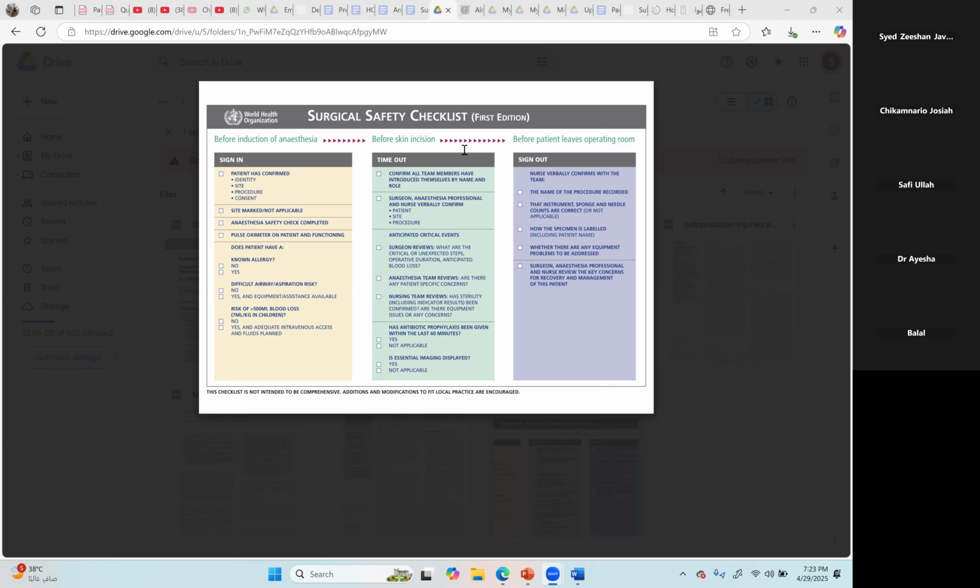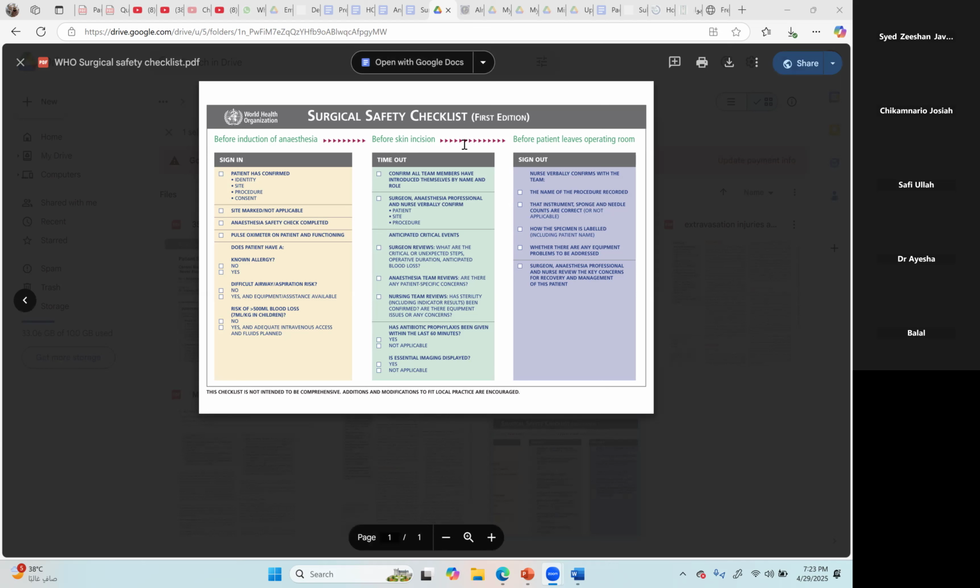Some things are done at sign in, and then at time out before the incision, they ask the surgeon whether everything required is there, like any imaging needed, any equipment needed, antibiotic prophylaxis. This is actually to prevent such mistakes. No anesthetist can say that he does not have any error in his career. If he is saying that, he's lying. It's not possible that such a mistake does not occur.